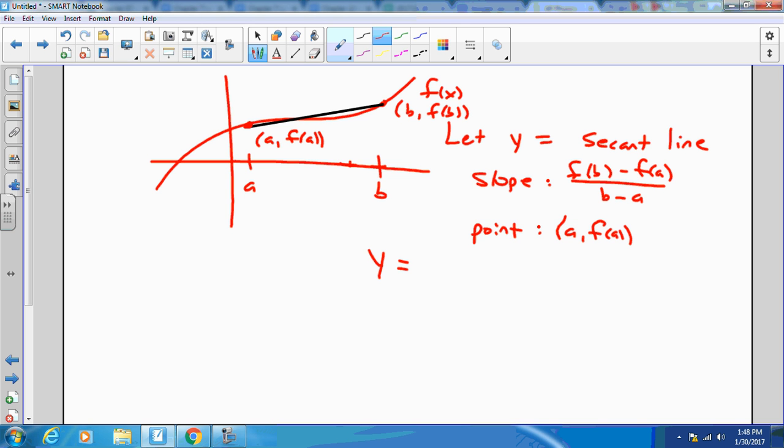So the equation for y, which is the secant line, is f of a plus f of b minus f of a over b minus a, times x minus a. Notice that this equation looks very intimidating, but it is just point slope form.